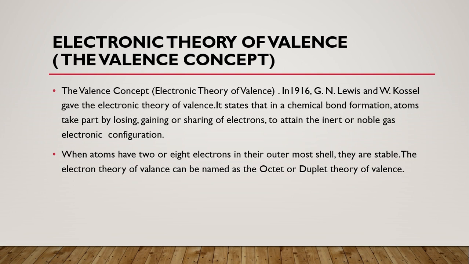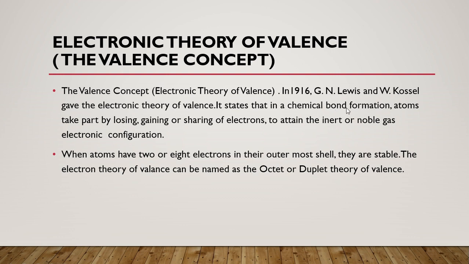Electronic theory of valence is actually named as the valence concept because it gives us an idea about the valence shells and the valence electrons. In 1916, J. N. Lewis and W. Kossel gave the electronic theory of valence. It states that in a chemical bond formation, atoms take part by losing, gaining or sharing of electrons to attain their inert or noble gas electronic configuration.